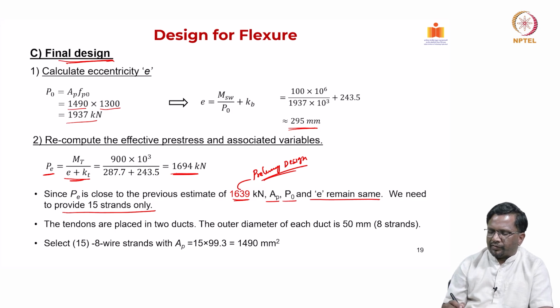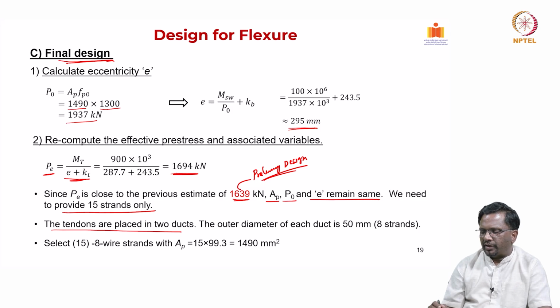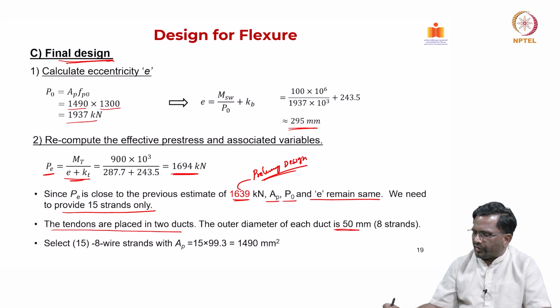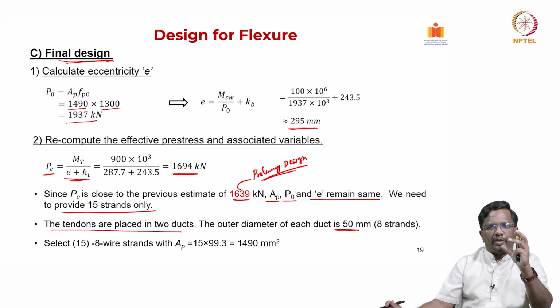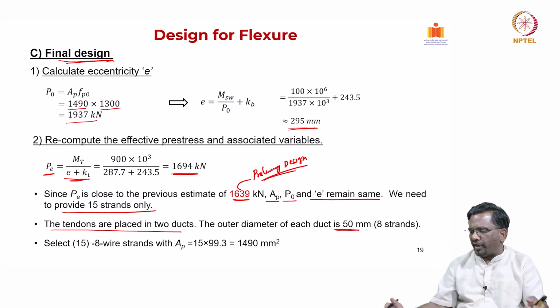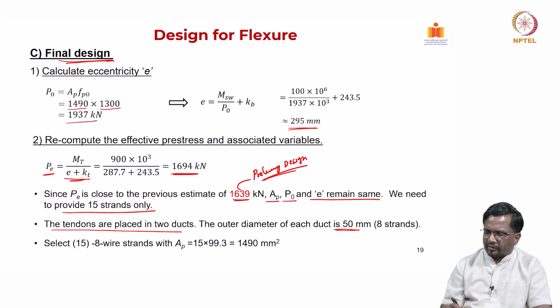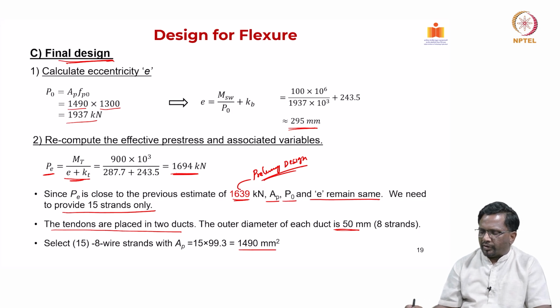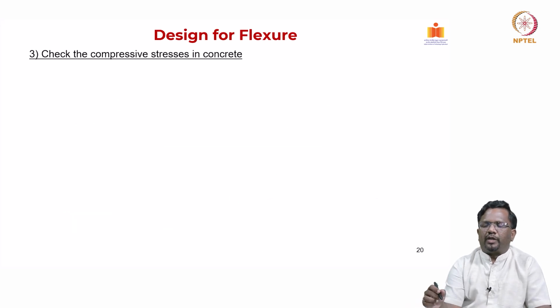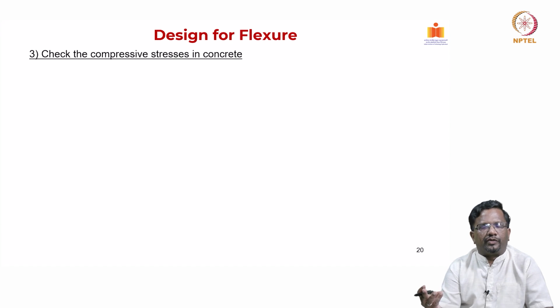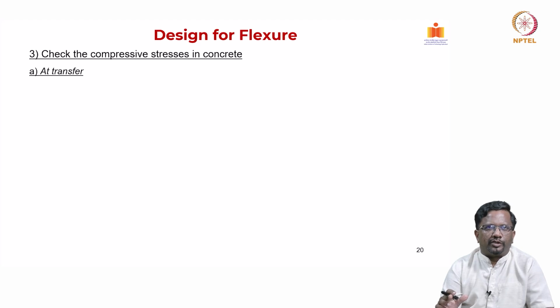Now all these 15 strands I cannot put in one tendon, so we are going to put 2 tendons in 2 ducts, and then outer diameter I am going to check 50 millimeter. In 50 mm diameter duct I am going to put 8 strands, one 8 strands, another one will be 7 strands, and area is going to be 1490 mm². Then now that eccentricity is also finalized, now I have to go back and check whether it is satisfying the compression stress limits or not.